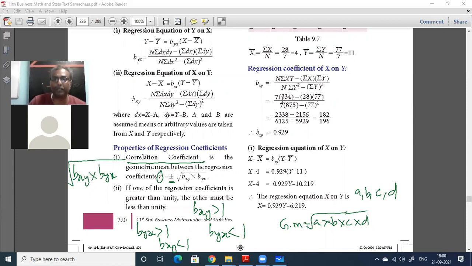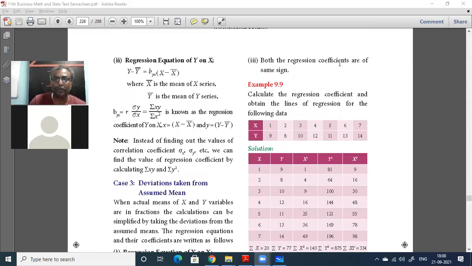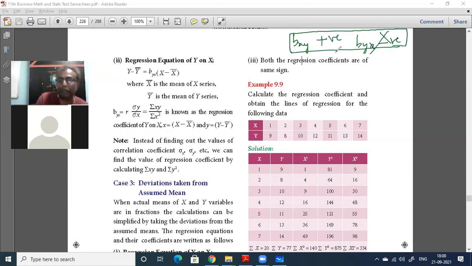Third property, after that we'll finish. The third property says both the regression coefficients are of the same sign. If b of xy is positive, then b of yx will not be negative. This is a useful check. You are doing your problem and calculating b of xy, b of yx. Suppose you get b of xy as plus 2.5 and b of yx as minus 1.23. That means your calculation is wrong.